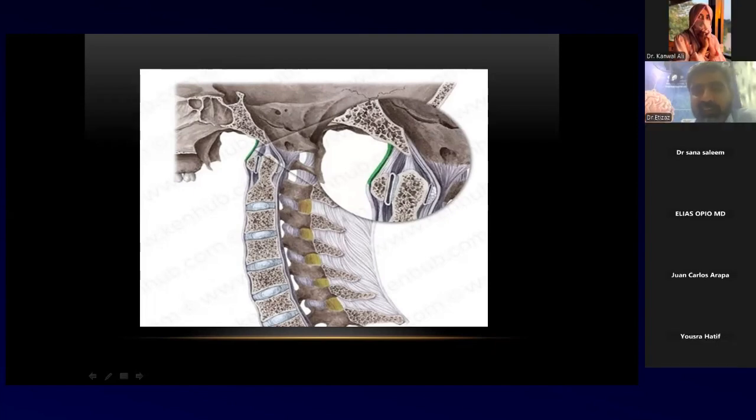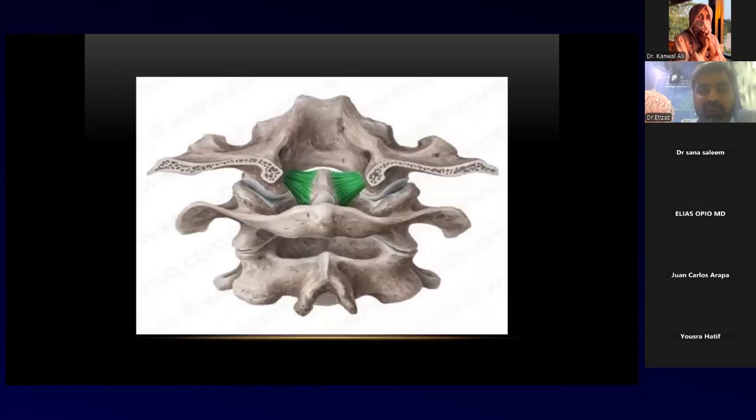And second, there is an additional ligament that is important. What are these ligaments called? What is this ligament? Can anyone tell? Yes, please. This is the alar ligament. This is called the alar ligament.